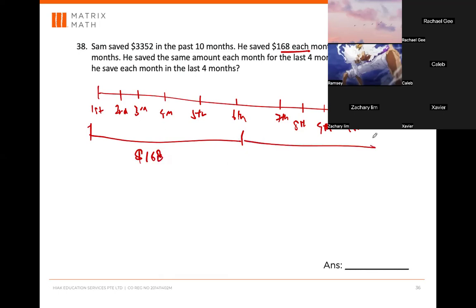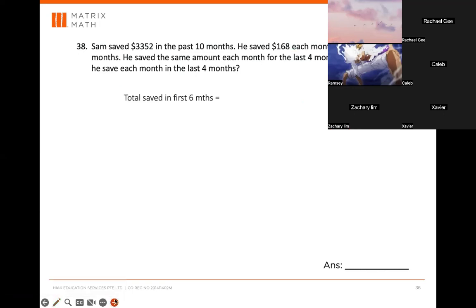Now, for the remaining months, he saved the same amount. But then they want you to find how much he saved each month in the last 4 months. So with these questions, you don't get yourself confused. Students, it's really very good that you write down what you're finding. You don't just do the steps, because when you do the steps, you're not sure what you're finding, then you make careless mistakes again.